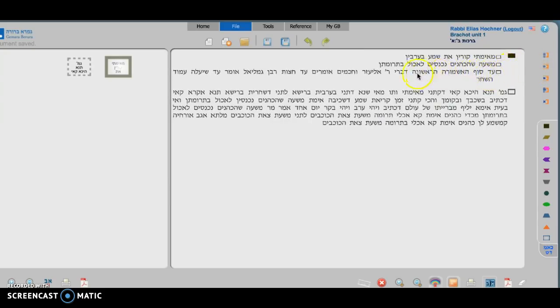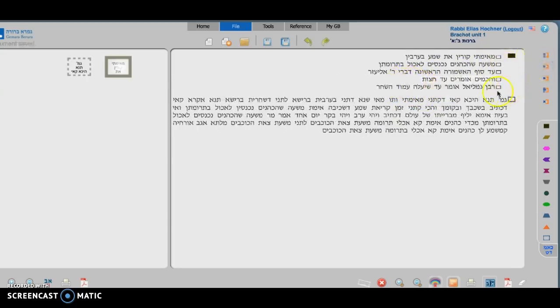Ad sof ashmura rishona, divrei Rabbi Eliezer. Till the end of the first guard, the first shift, and this is the opinion of Rabbi Eliezer, and we subdivide. Chachamim omrim ad chatzot. The Chachamim hold that one can recite Shema until midnight, and we divide here because this is a different speaker. This is Rabban Gamliel, so we subdivide. And finally, Rabban Gamliel omer ad she'ole amud hashachar.